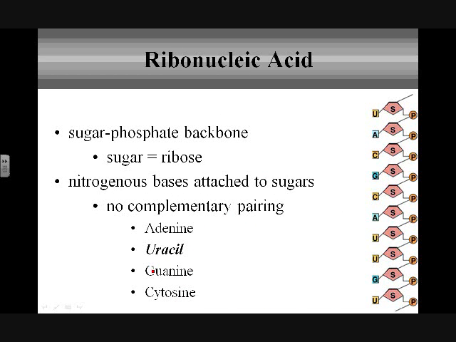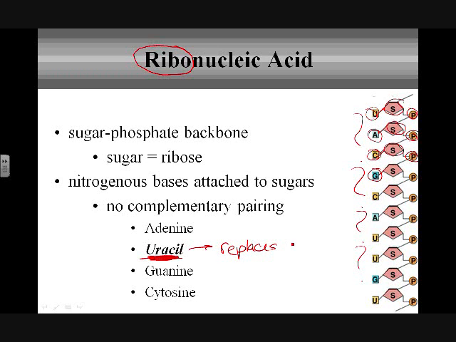RNA is ribonucleic acid. The sugar this time is ribose, which is in the name. So we still have a sugar, phosphate, sugar, phosphate, sugar, phosphate, etc., the backbone. And we still have nitrogenous bases that come off of the sugars, but there's no complementary base pairing. You should also recognize that there's a new base, and that's uracil. Uracil replaces thymine in RNA, so you've got U's wherever a T would have been. That's one of the big distinguishing features between RNA and DNA.